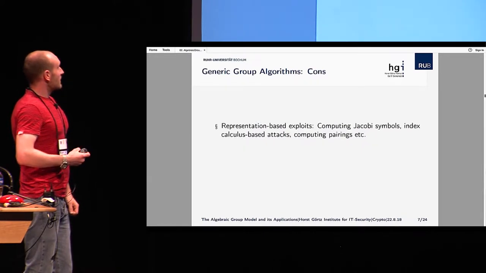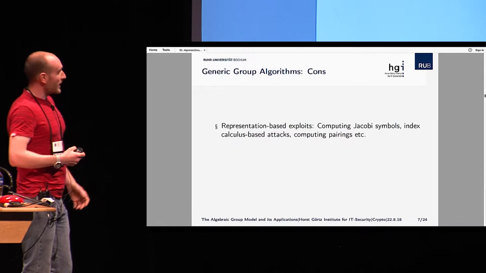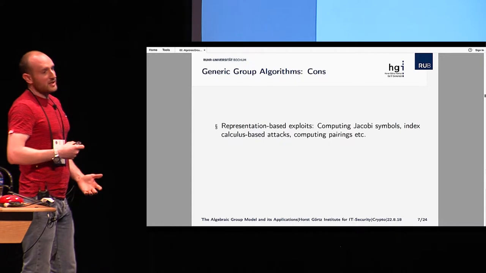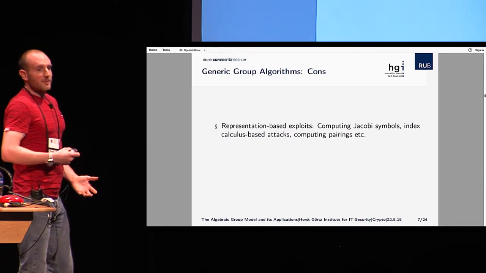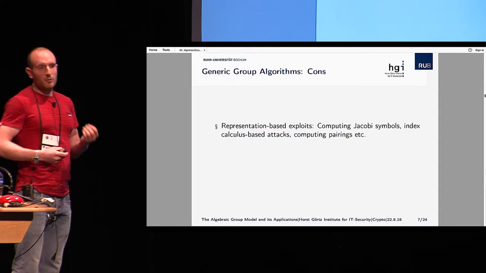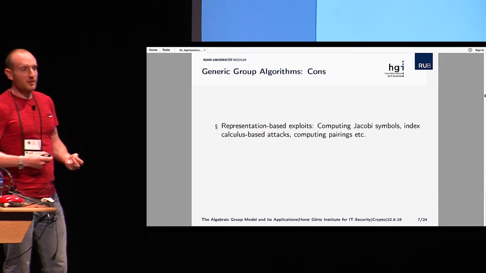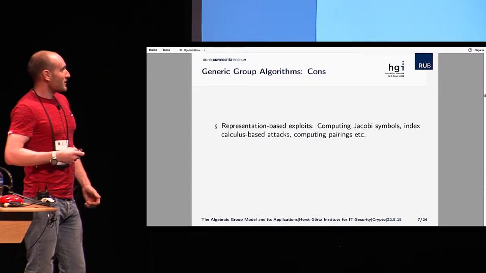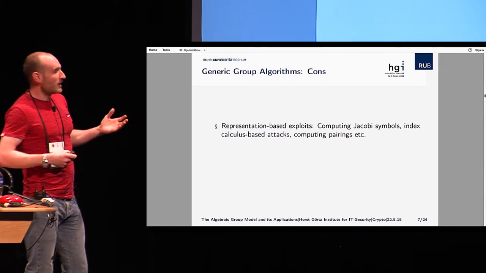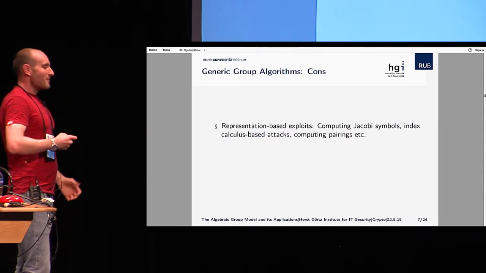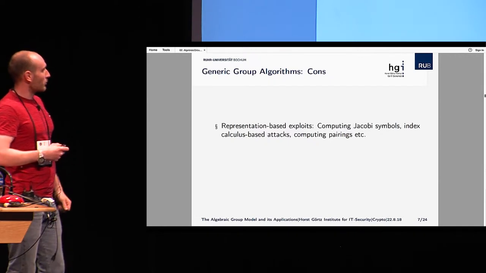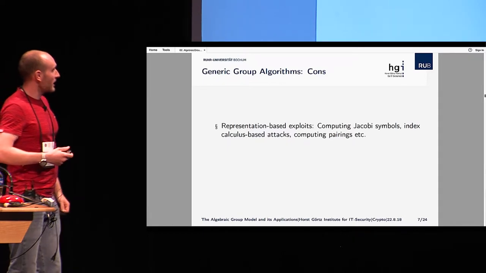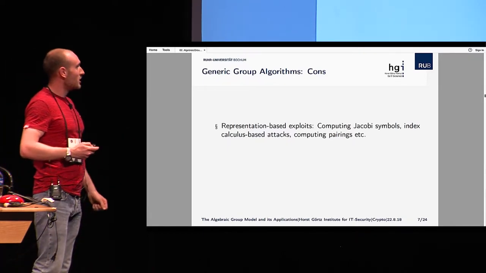Of course, this class of algorithms also has some drawbacks. The first main drawback is that for many groups, there are representation-based exploits. For example, if you have a group in which the group elements are represented as integers, then you can do all sorts of stuff that you can't do over an elliptic curve. You could compute Jacobi symbols, you can run index calculus-based attacks, and these things tend to work much faster than generic algorithms. Other groups admit computing pairings to gain additional information. So there is a lot of stuff that you can do over non-generic groups.